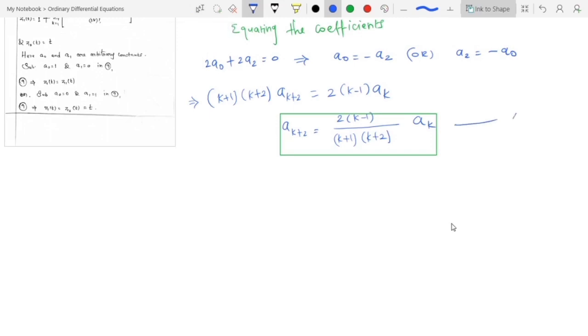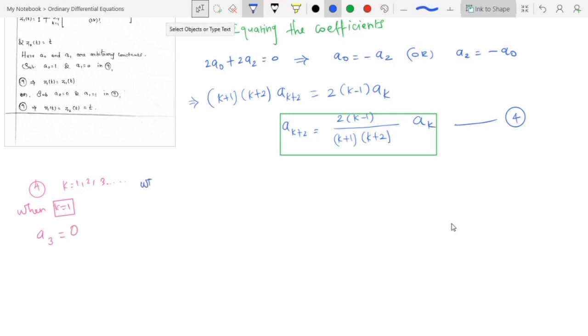Let it be equation number 4. In 4, replacing k by 1, 2, 3 and so on, we get: when k is equal to 1, a suffix 1 plus 2, that is a3, is equal to k minus 1, that is 1 minus 1, 0, totally 0. So a3 is equal to 0.